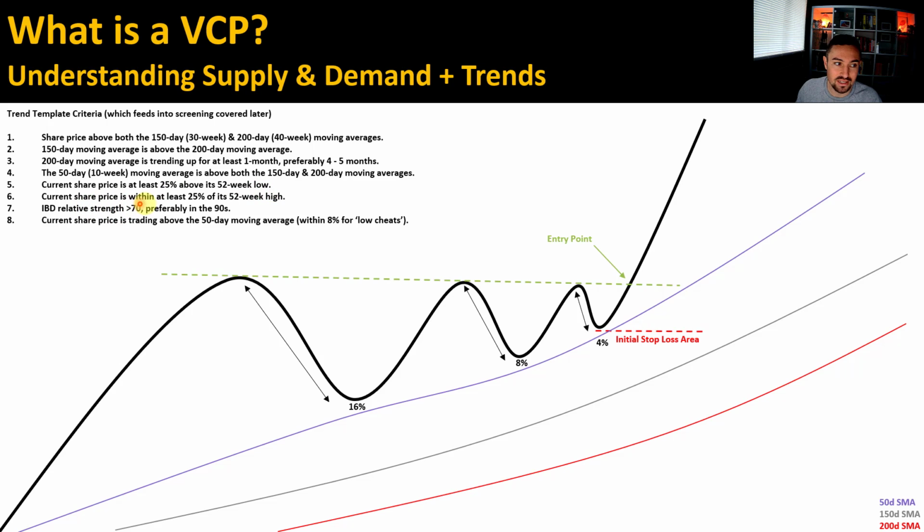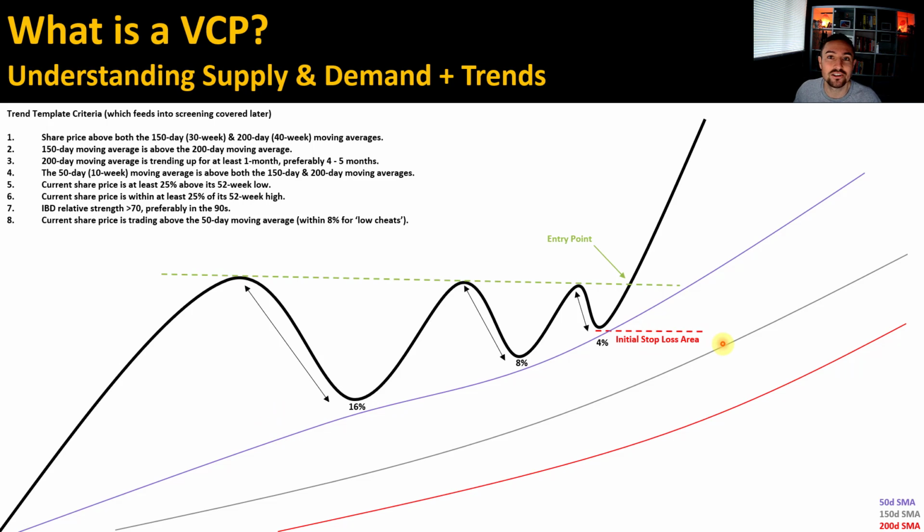The current share price is within at least 25% of its 52-week high. The IBD relative strength is greater than 70, but preferably in the 90s. I'll show you how to use relative strength when we get into the screening a little bit later on. The current share price is trading above the 50-day moving average, but with an exception: within 8% of the 50-day moving average for low cheat and cheat type entry. So it could be just below it, but within 8%. So therefore, we're looking at a stock that's in an uptrend. It's above these key moving averages, and these key moving averages are sloping up.